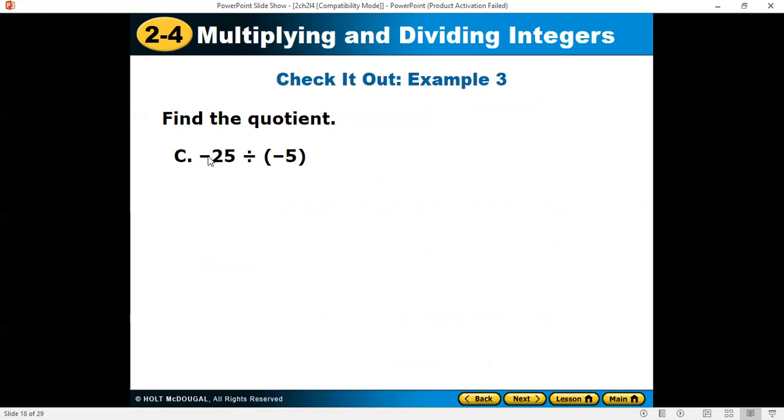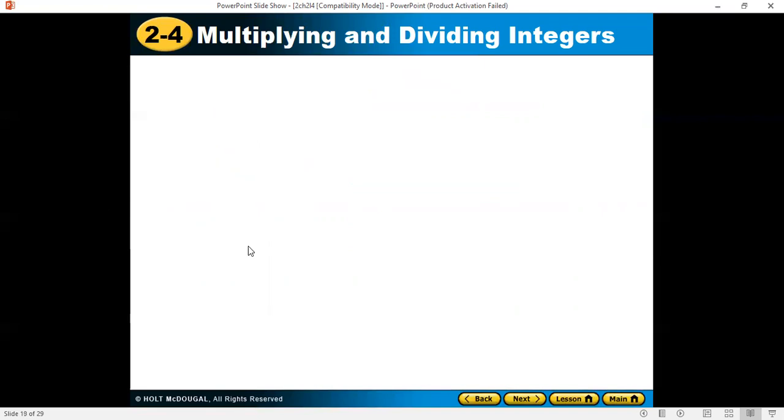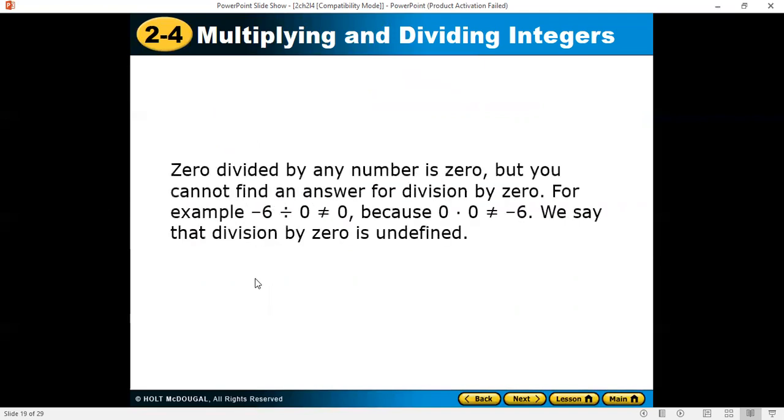One more question. Negative 25 divided by negative 5. What do you note? Negative and negative. Then think, 25 divided by 5 equals 5, and I'm looking for the opposite operation. And then here I have negative and negative, so the answer will be equal positive.